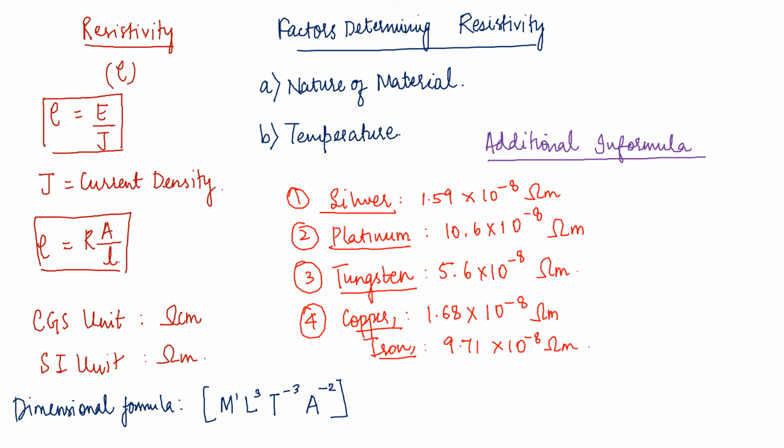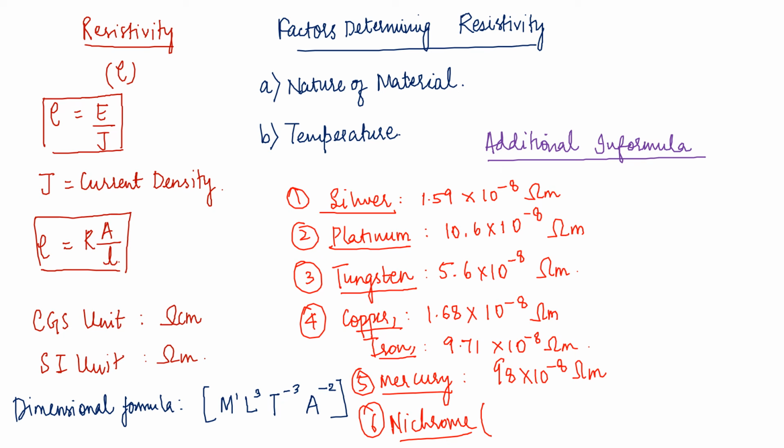Now we'll see about mercury. For mercury, it is 98 into 10 to the power minus 8 ohm meter. Next is nichrome. In the previous slide you can see nichrome is an alloy, and this alloy has nickel, iron and chromium as components. Its resistivity is 100 into 10 to the power minus 8 ohm meter.